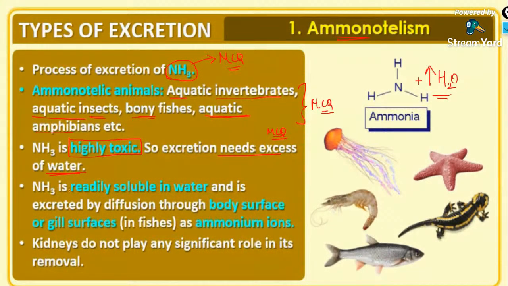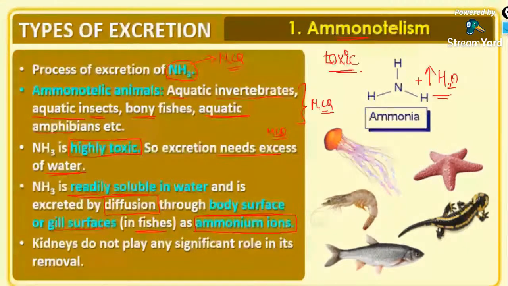Okay, so ammonia is readily soluble in water and is excreted by diffusion through the general body surface, or the gill surface in the case of fishes, or as ammonium ions. This ammonia is highly toxic, so it cannot be retained inside our body for a long time.